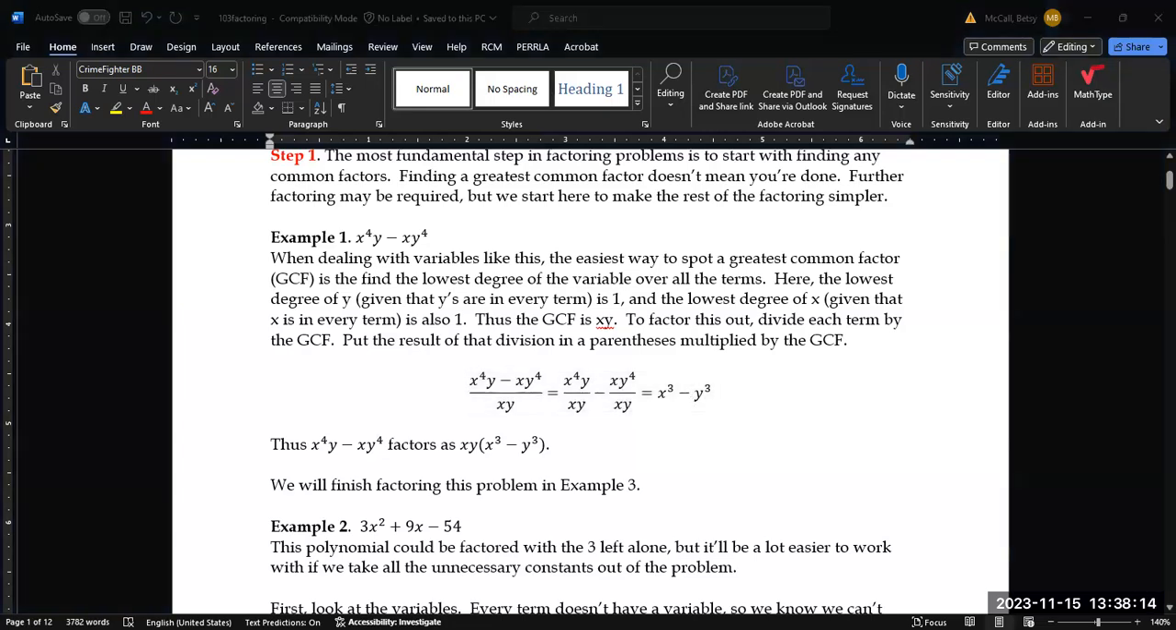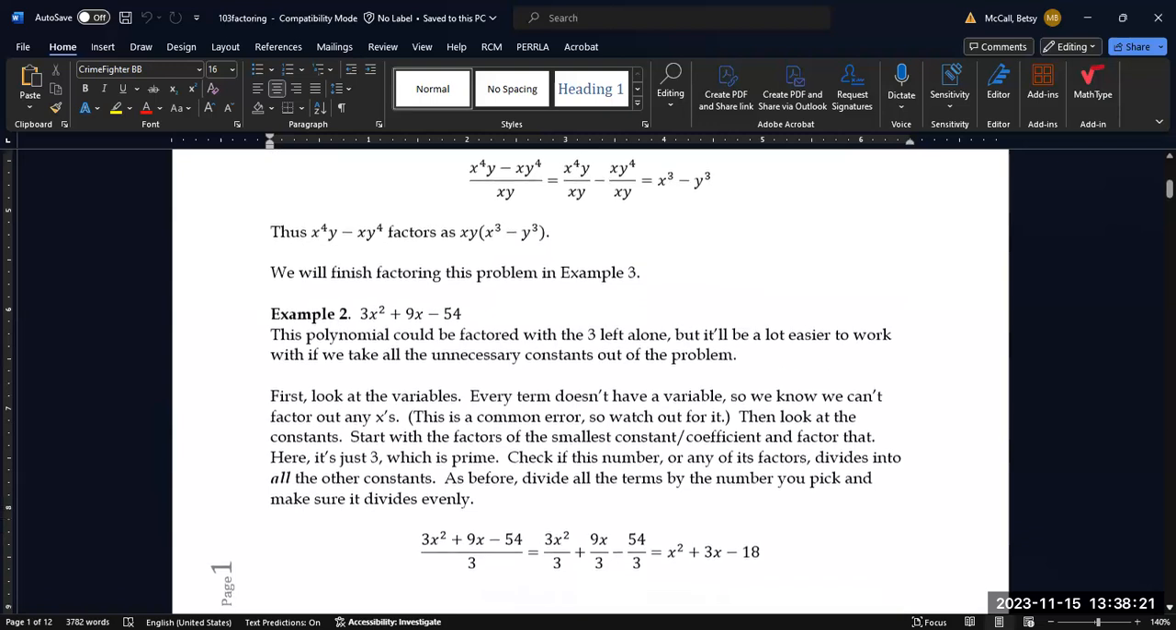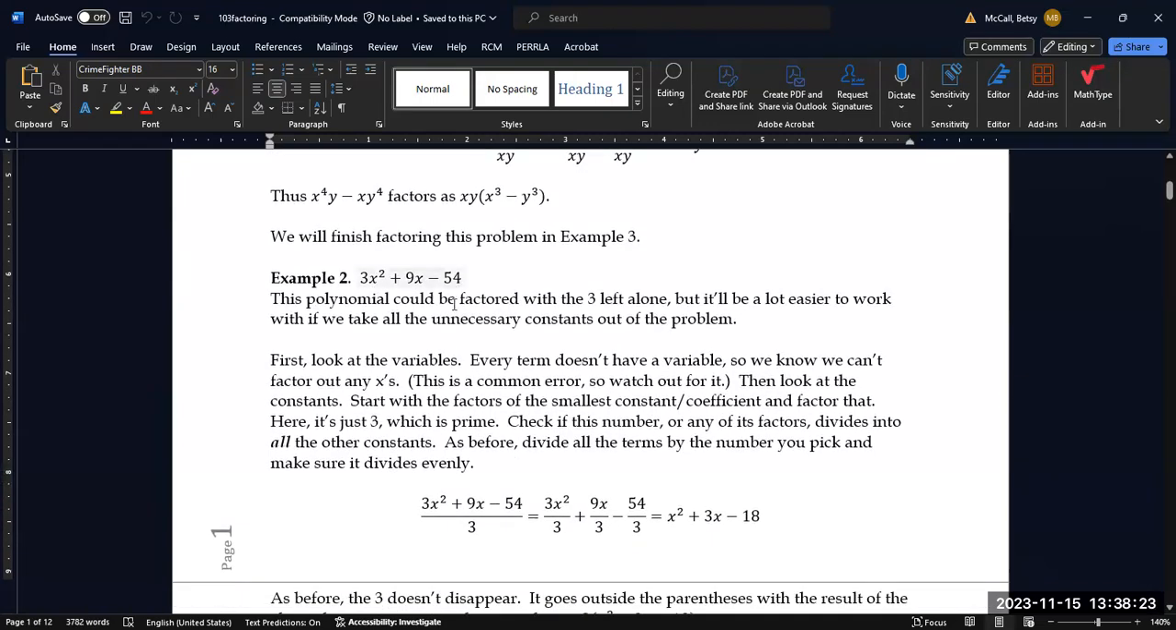We'll continue this problem in a later example. Let's look at one more example of greatest common factors, and that is with this polynomial 3x squared plus 9x minus 54. Now, every one of these terms has a common factor of 3. So there's a 3 that I can divide out in this first term. 9 divides by 3, and so does 54.